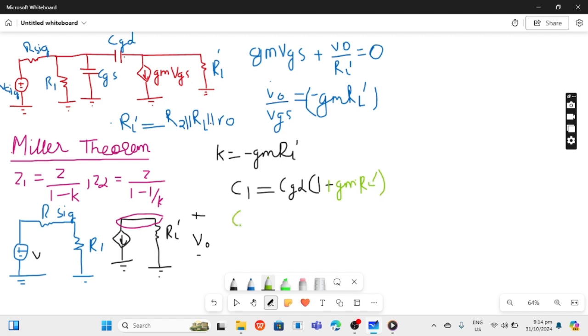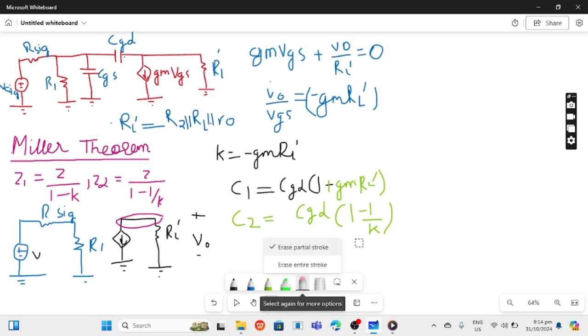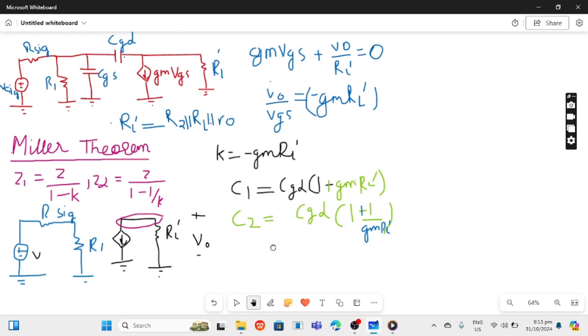And C2 is equal to CGD, again this bridging capacitor, multiplied with 1 minus 1 divided by K. So just put the value of K. You will notice that this becomes a plus sign, and here it is gm RL prime. So you have found C1 and C2, so the job will get easy.